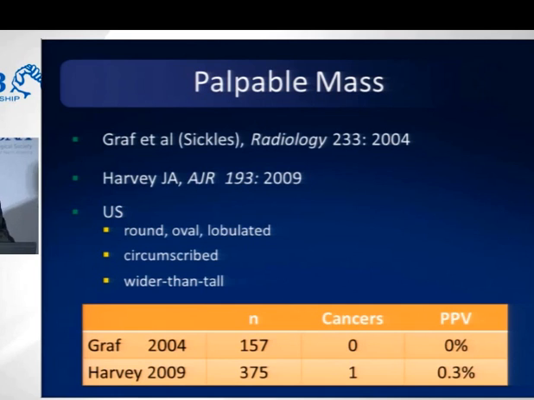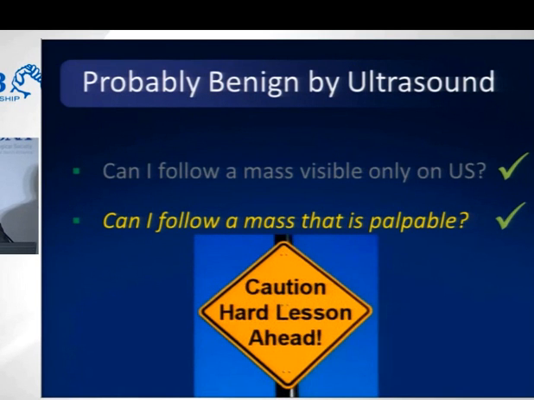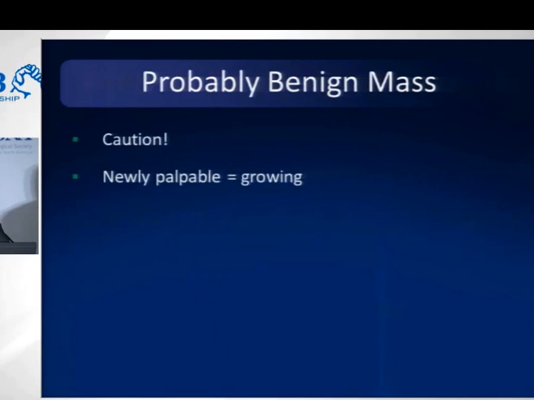And here are the results. Combined, over 500 cases, 1 cancer. So again, negative predictive value in the 99.8% range. So can I follow a mass that is palpable? Again, if it meets all those rules, looks like a typical fibroadenoma, the answer is yes. But this is one area where I would urge you to be very, very cautious.